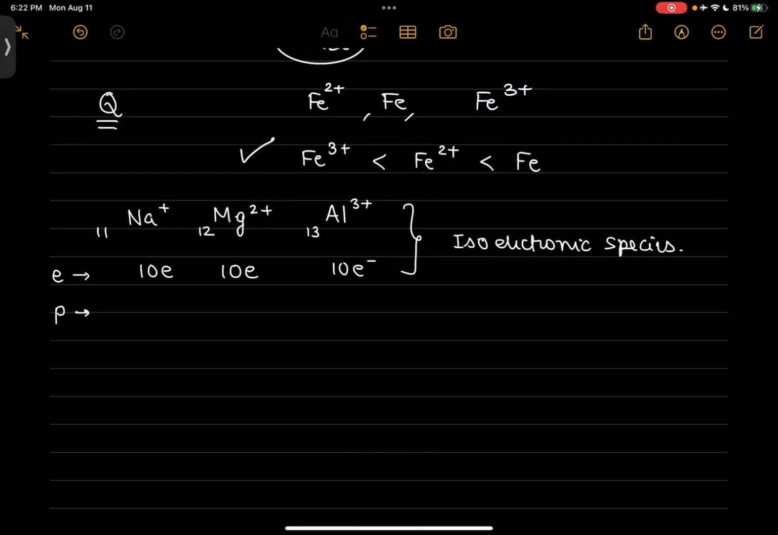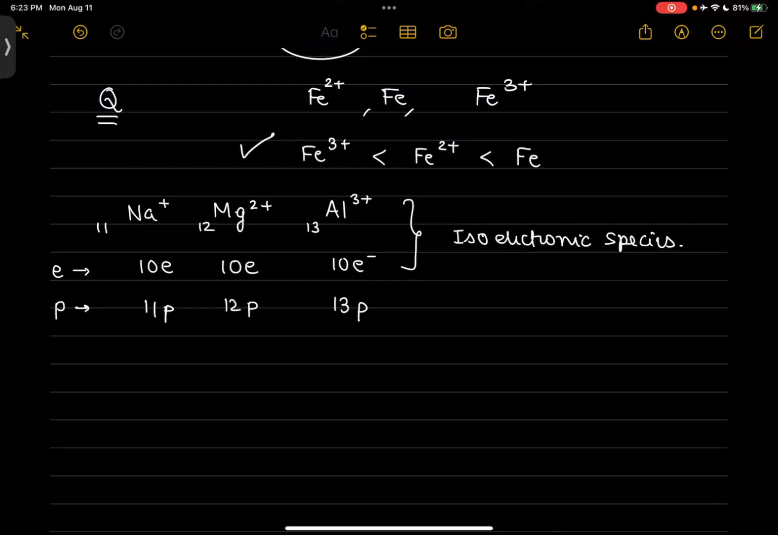But the protons are the same? Protons are different. Why? Because they are different elements. So 11 protons, 12 protons, and 13 protons. Exactly. So now can you compare? The electrons are the same, but will their size be the same or different? And if it is different, which one will be the largest and which one will be the smallest? If they are equal, then they are all equal.